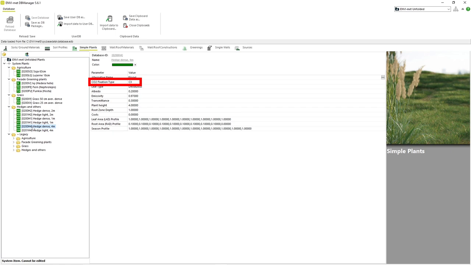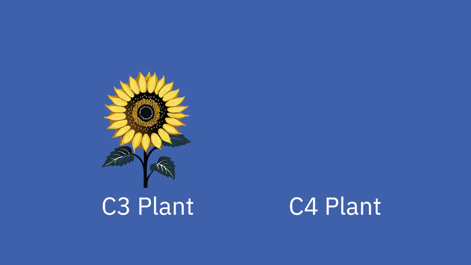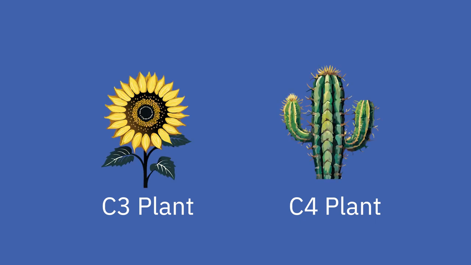CO2 Fixation Type refers to if the plant is a C3 or a C4 plant. A sunflower, for example, is a C3 plant, while a cactus is a C4 plant. C4 plants utilize a specialized pathway for carbon fixation, increasing efficiency in hot and dry conditions, while C3 plants use a more basic pathway, less adapted to such environments. Due to their different behavior in reality, parameters within the model are adjusted according to the fixation type you choose.